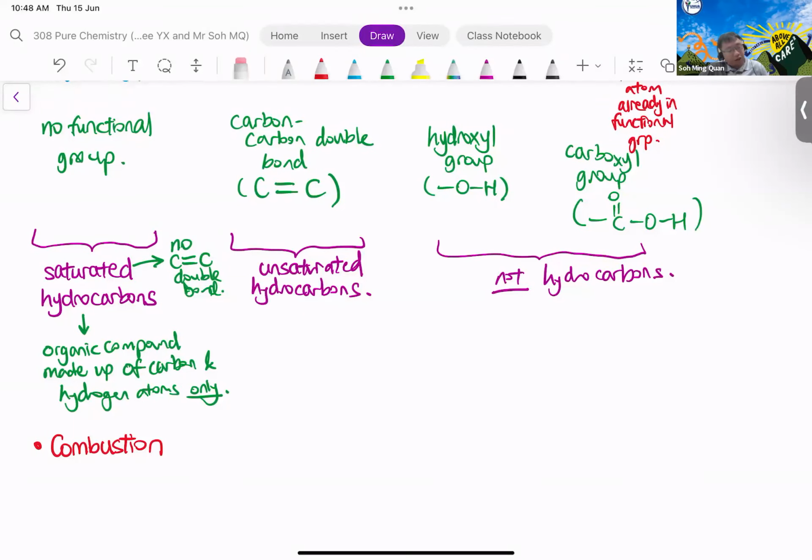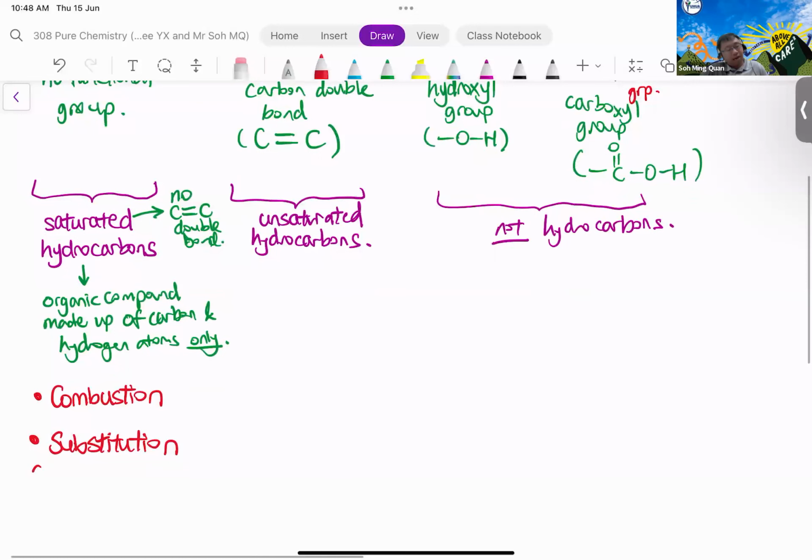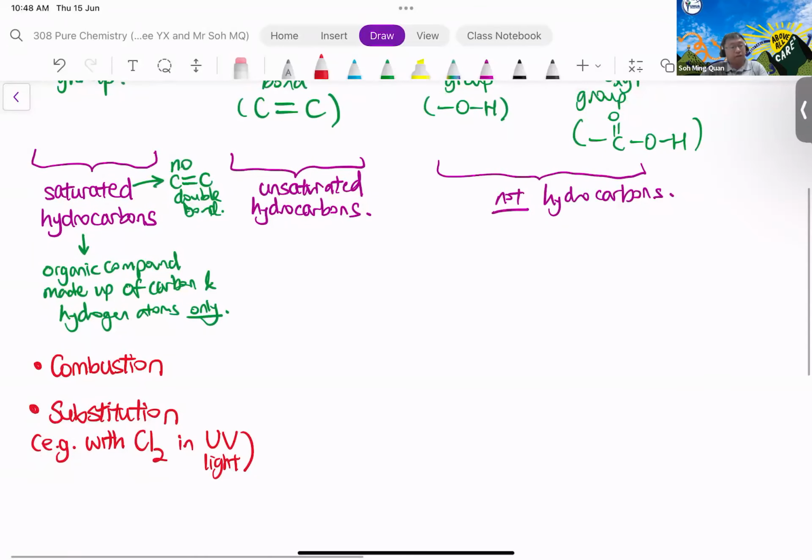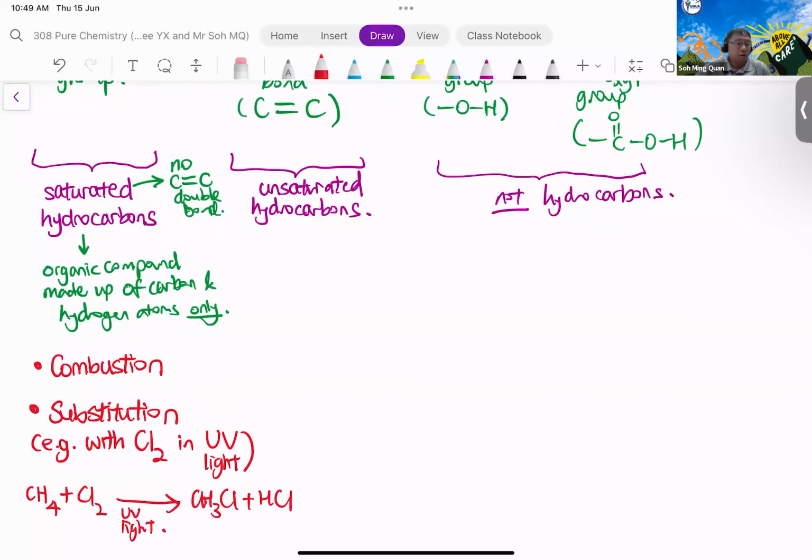Now, besides combustion, it also takes part in substitution reactions. Namely, substitution with chlorine in the presence of UV light. Okay? So take, for example, you have methane plus Cl2, it forms CH3Cl plus HCl. And the condition needed is UV light. Okay, so this is a short summary of alkanes.